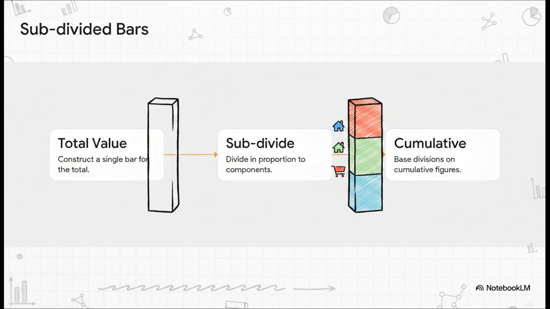Step 2, you chop up, or subdivide, that bar in proportion to the values of its various components. And step 3, you base those divisions on cumulative figures. So think of your total monthly budget as a single bar. You're basically painting the bottom section blue for rent, the middle section green for groceries, and maybe an alarmingly large top section red for your daily coffee habit.